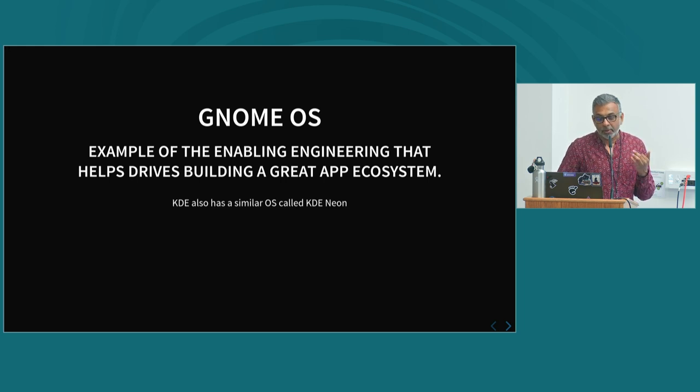And we're not the only ones. KDE has actually been doing this way before we did. And they have a similar OS called KDE Neon. The difference between KDE Neon and GNOME OS is that KDE Neon uses Ubuntu as its base. GNOME OS is built from scratch. It has no packaging. It is purely straight out of our Git and installed that way.